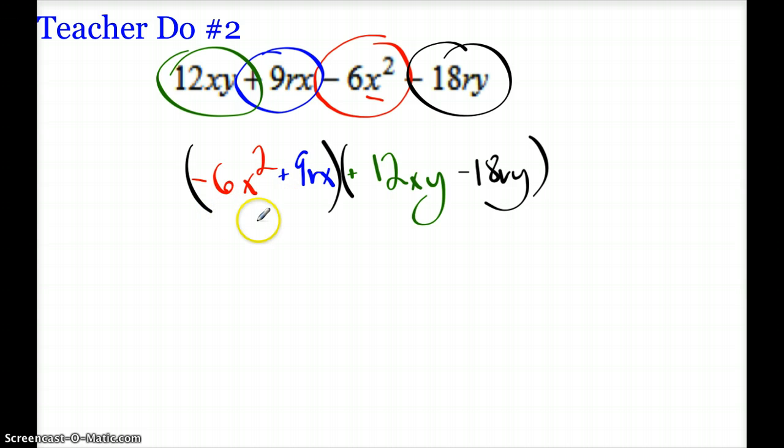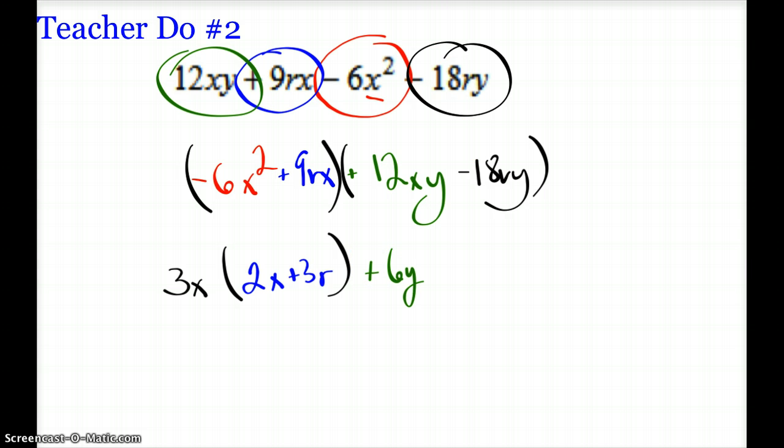These two both have in common an x and a 3. So I'll take out a 3x, and my leftovers will be 2x plus 3r. From this group, I'll take out, looks like 6y, so positive 6y from this group. And my leftovers should be, let's see, 2x minus, divide this one by 6, I'll get 3r, sorry, 3r. 2x minus 3r.